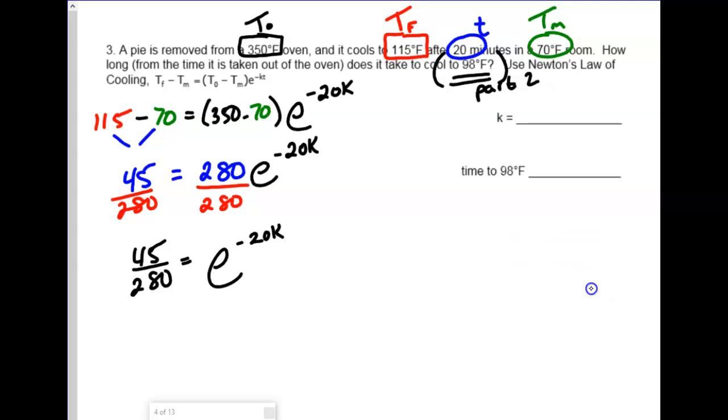I'm going to apply a log. Which type of log? Natural. And then after I apply the natural logarithm, what's going to be my final step? Because these are going to cancel. Yeah, and you're going to end up dividing by negative 20.